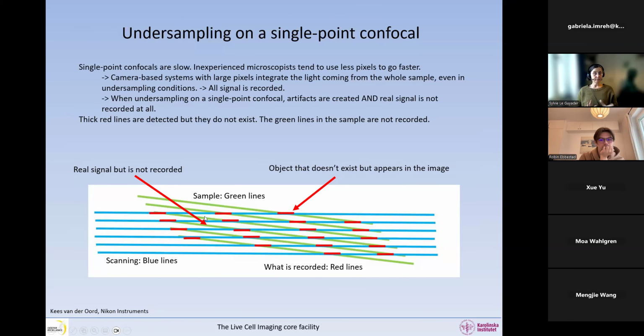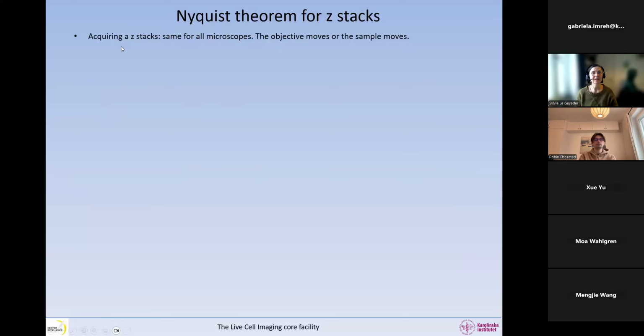You will see that in Z and in time, it's exactly the same thing as the single point confocal. But in the single point confocal, it's also the case in XY that if we have big pixels, we miss information. So we have to figure out what pixel size we need. So this was for XY, where we have a difference between camera and the single point confocals.